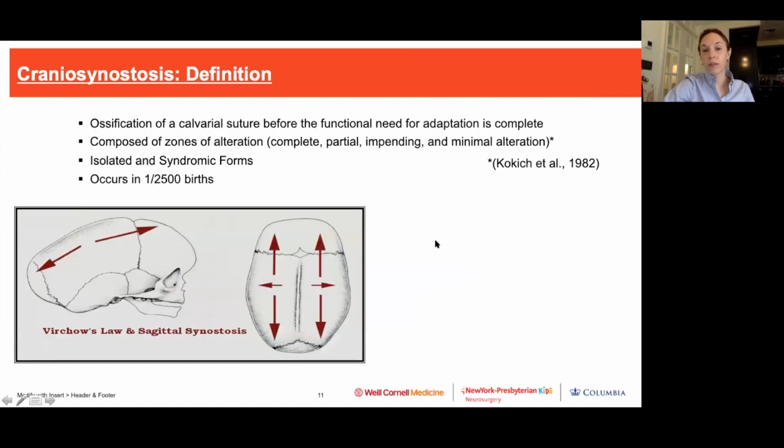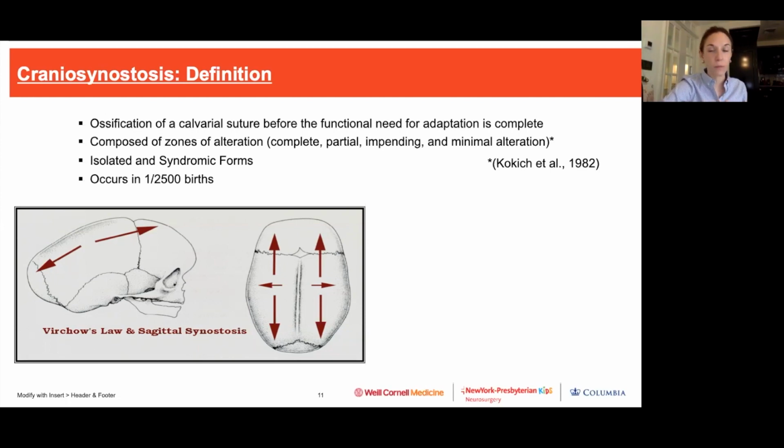So what is craniosynostosis? It's the ossification of one of these calvarial sutures before the functional need for adaptation of the skull is complete. So an infant could have closure of all of their sutures at 4 or 5 months of age if they don't need head growth. You know, why would that happen?